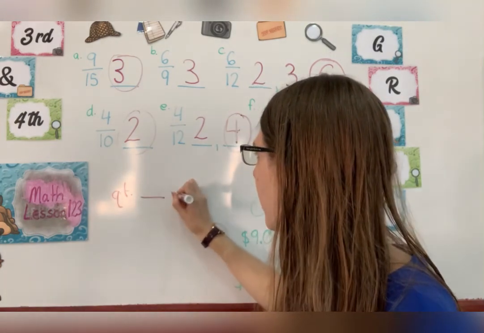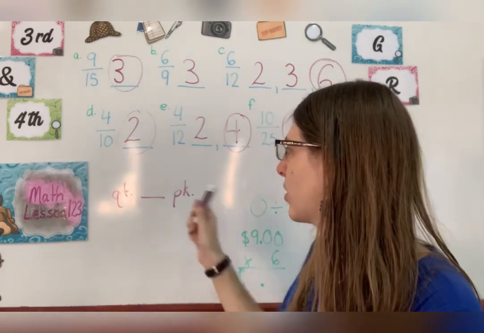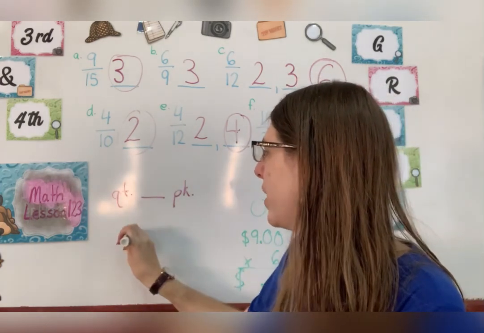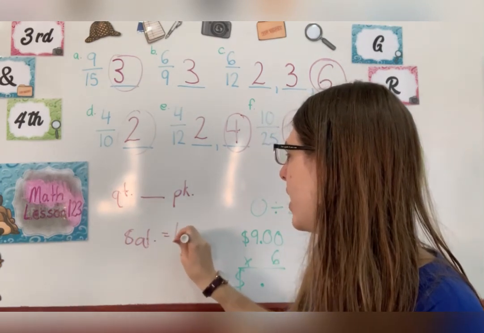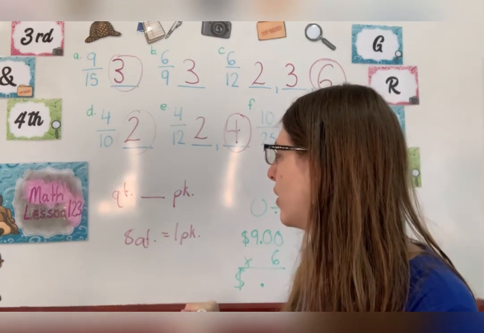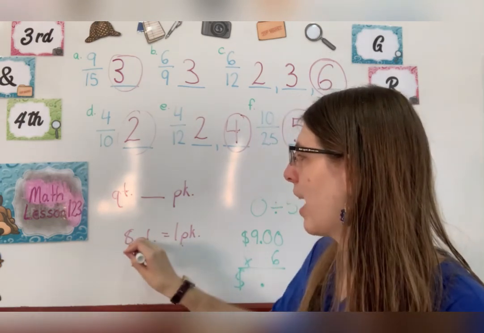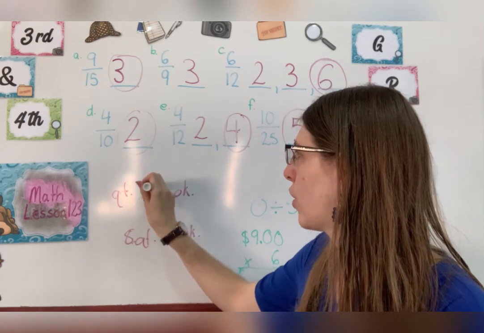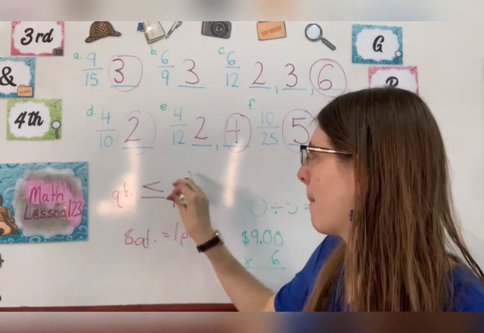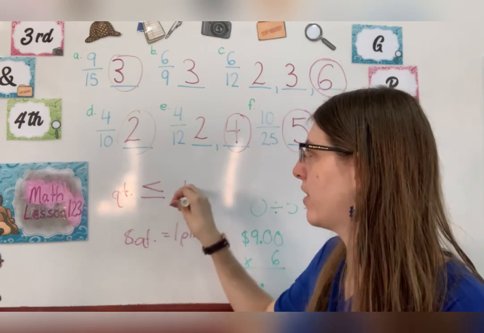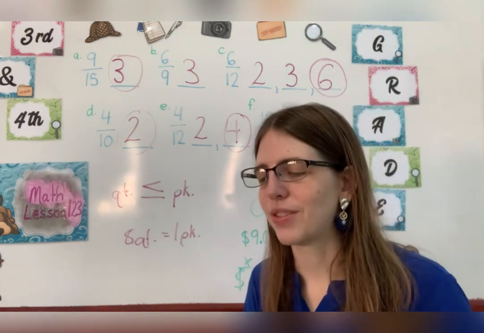Quarts and pecks. Which one is bigger, quarts or pecks? Well, we know that there are 8 quarts in 1 peck. So I have to have 8 of these to have 1 of these. So that means that these are smaller. So my answer is that quarts are less than pecks. Pecks are bigger, so the open end is towards the pecks. Okay, that's how you'll do exercise 8.